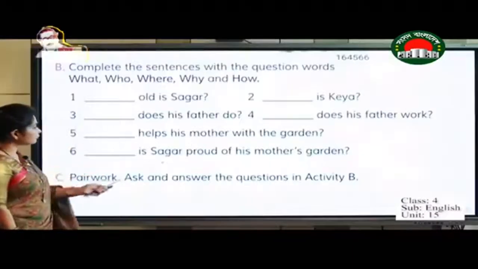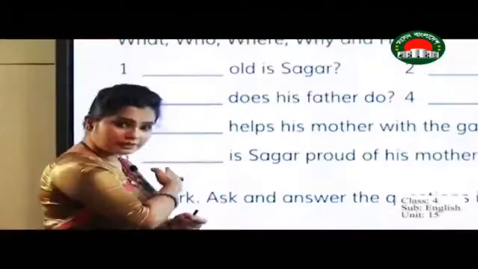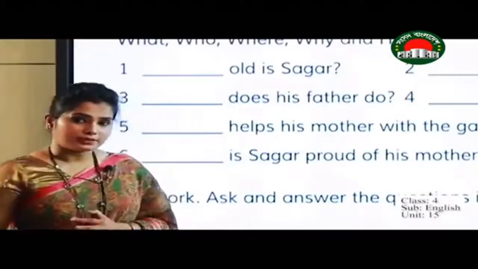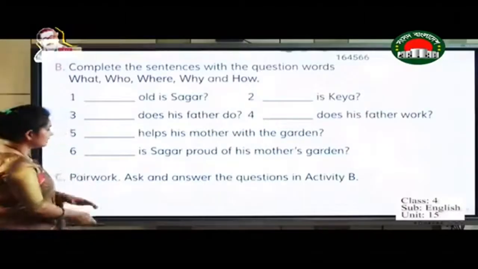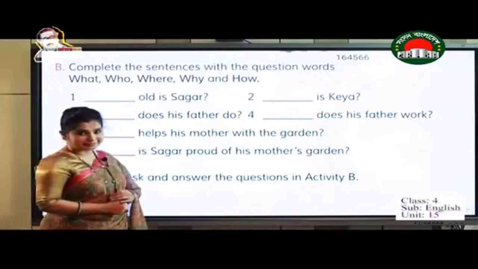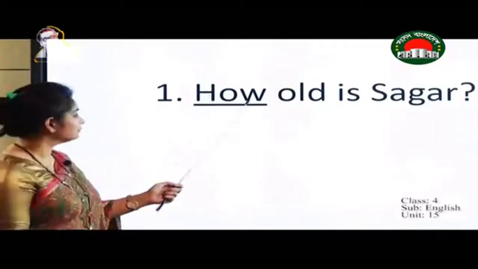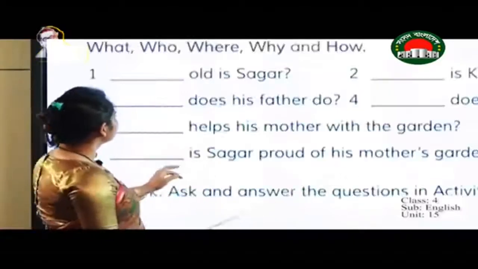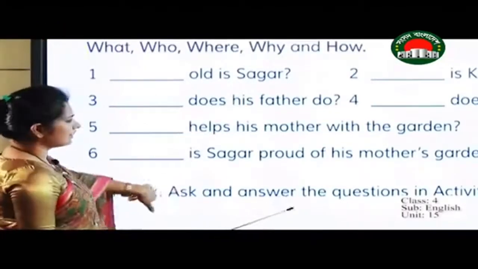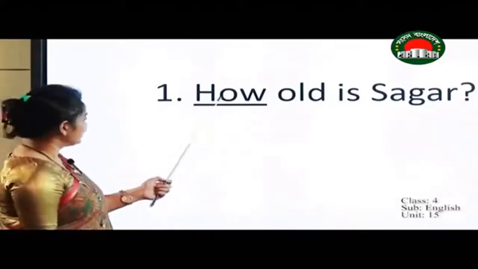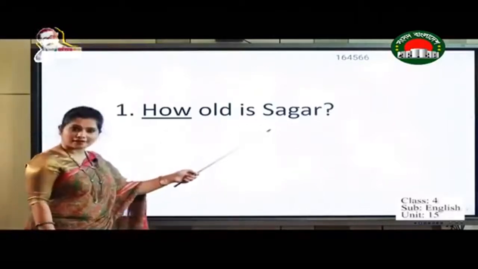Students, now we have to complete these 6 sentences using the WH words that we have discussed earlier. Okay, please do it. I'm giving you 1 minute to do this. Okay, students, I think everyone is getting on the right way. Here I have done the first one for you. The first sentence was: dash old is Sagar. The WH word could be how. How old is Sagar?